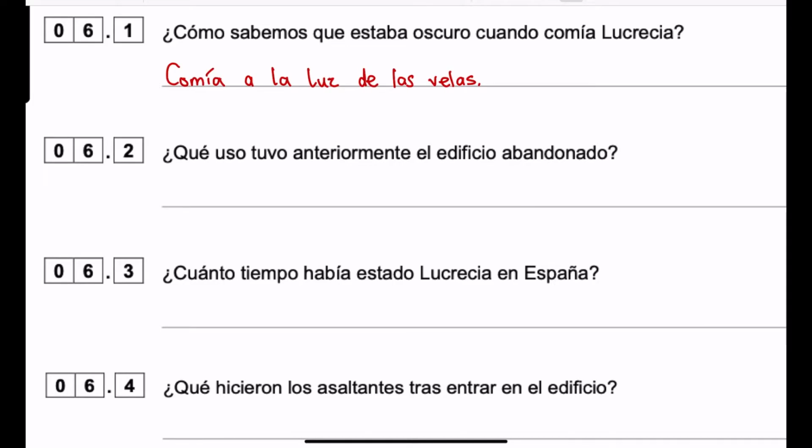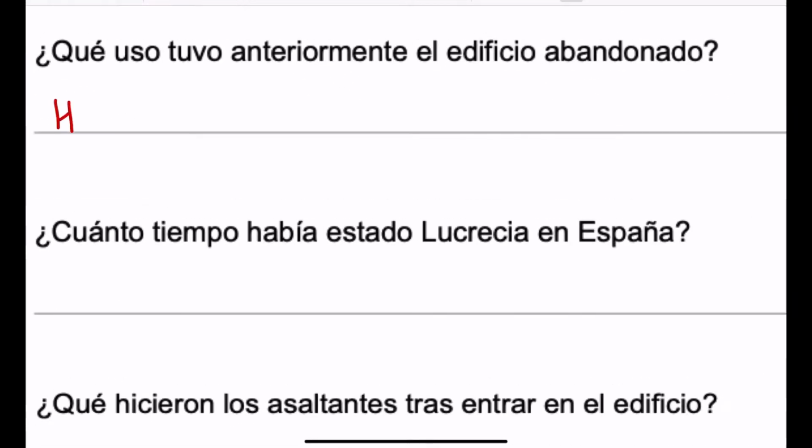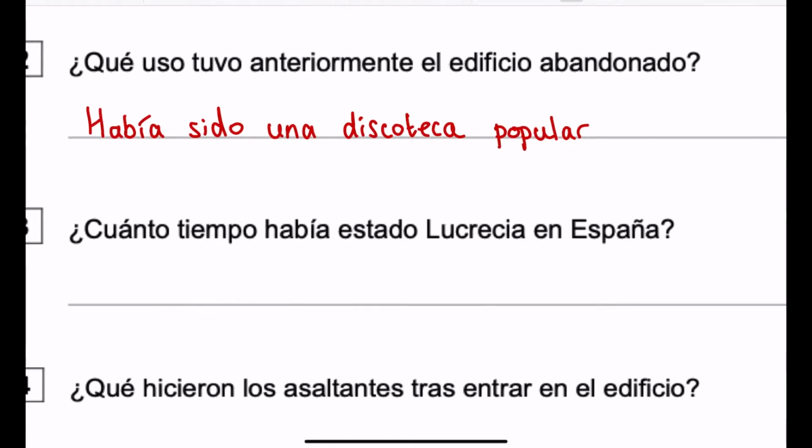There we go. So we know that the next question, 6.2, is going to come after 6.1 in the text. So, ¿qué uso tuvo anteriormente el edificio abandonado? So, what previous use did the abandoned building have? Let's go back to the text. Los dos se encontraban en un edificio abandonado que antes había sido una discoteca popular en Madrid. Again, I'm only going to look for the bit that I need to lift. Había sido una discoteca popular. So, it used to be a popular disco. And that's what I'm going to write in. There we go.